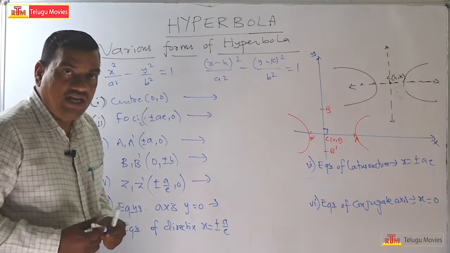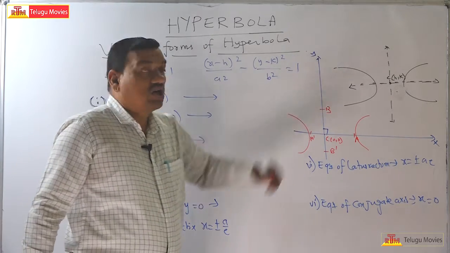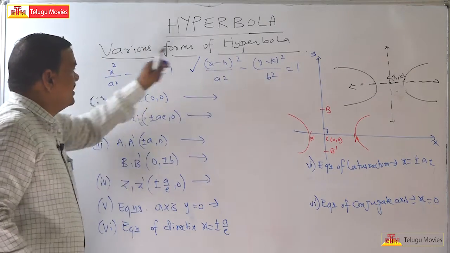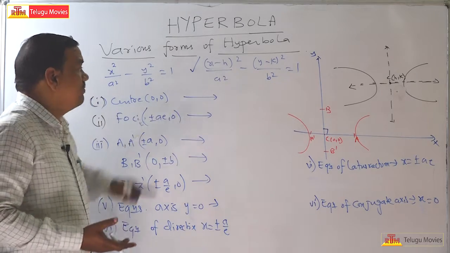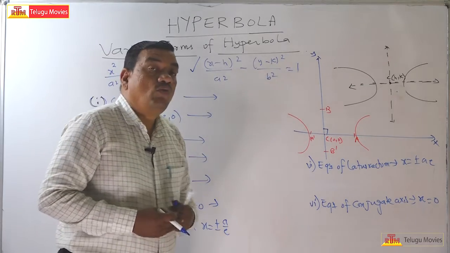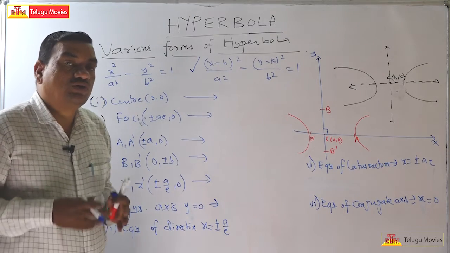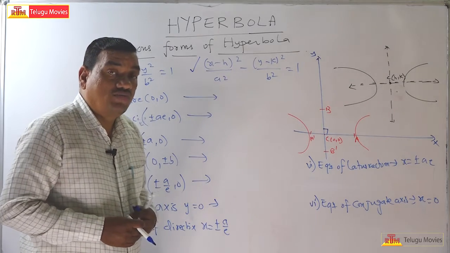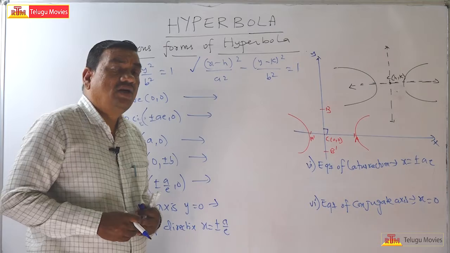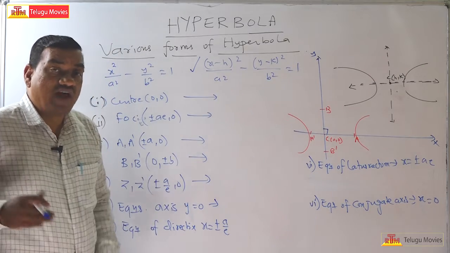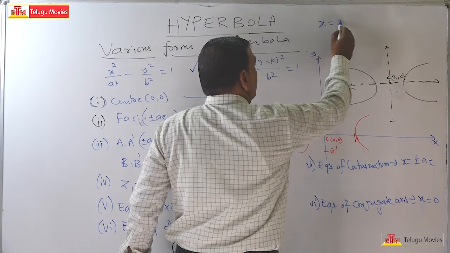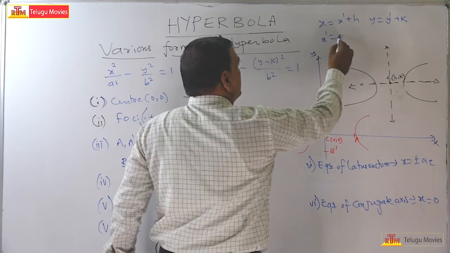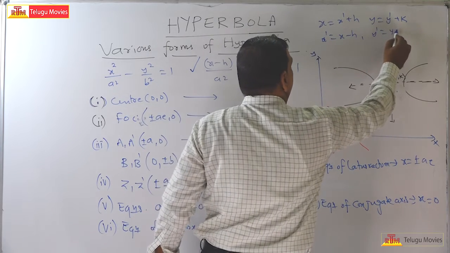The first thing is the equation of that transformed hyperbola. Wherever x is there, simply substitute (x minus h) whole square by a square, and wherever y is there, (y minus k) whole square by b square is equal to 1. You can get this from your 11th class or first year course of CBSE, in the transformation of axes, where x is equal to x dash plus h, y is equal to y dash plus k, and x dash is equal to x minus h, y dash is equal to y minus k.